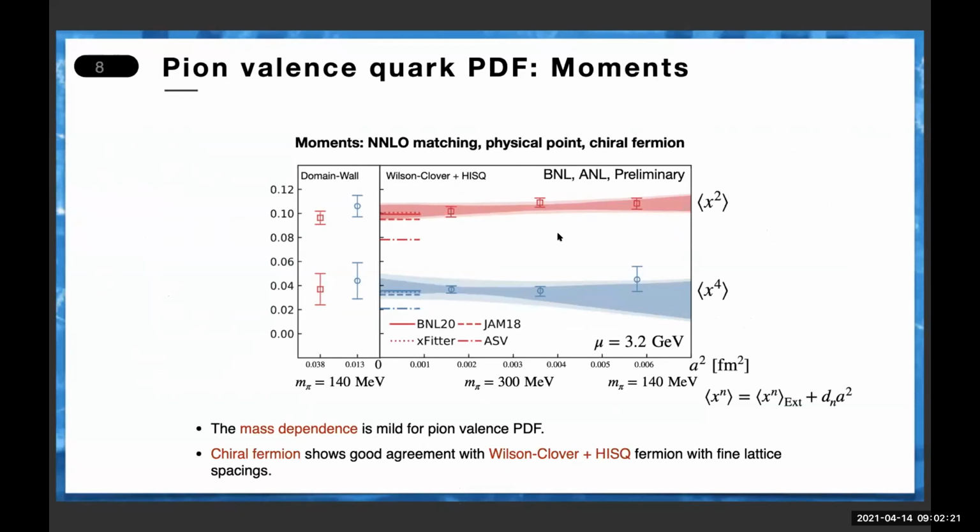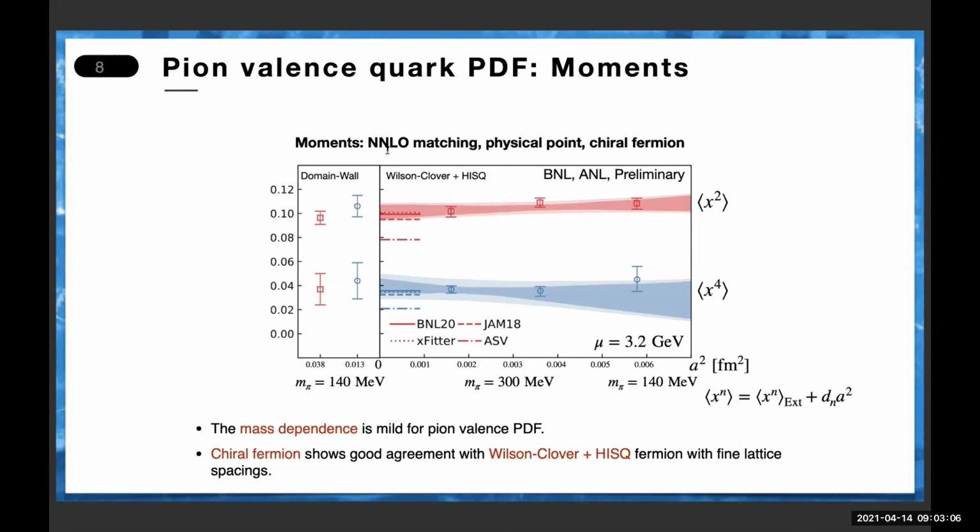On the right part of this figure, we show the three sets of Wilson Clover calculation, of which two are using unphysical pion masses and one is at the physical point. As you can see, the mass dependence of these moments of PDFs is quite small. That could suggest that the mass dependence of the pion PDF is mild, at least within current statistics. So we simply perform a continuum extrapolation and compare with our previous result and the global analysis results. You can see a good agreement with our previous determination and GM18 and xFitter.